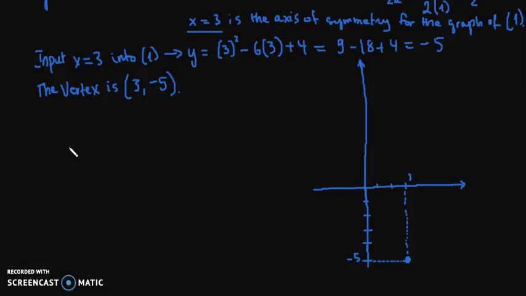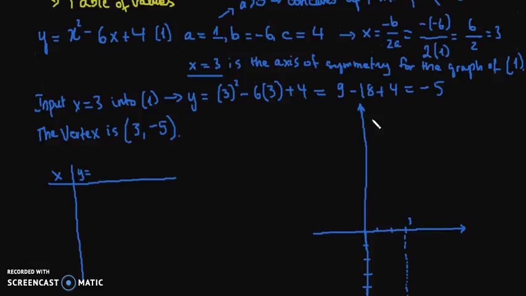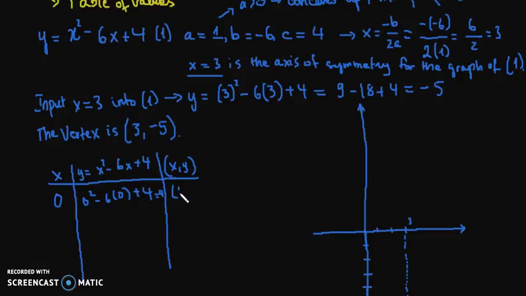Now, in order to find other points on the graph, we need to construct a table of values. So I have x here, y equal to x squared minus 6x plus 4, and here the x, y coordinate. Let's say I choose x equal to 0. So y equals 0 squared minus 6 times 0 plus 4, which equals 4. So I have one pair of coordinates, (0, 4).